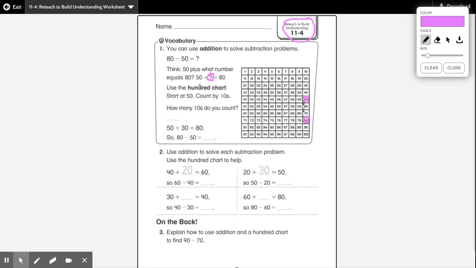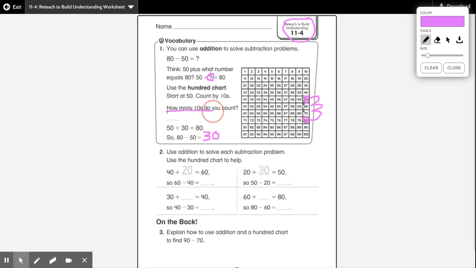So we need to find that missing number in the middle here, the missing addend. Let's count together. Remember, we're going to count by tens. 10, 20, 30. So it took me 3 tens, 3 hops down. And so 3 tens equals 30. This is really hard to write with first grade, so my writing is going to look a little silly, but bear with me.